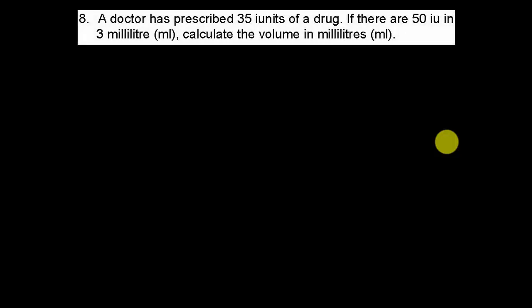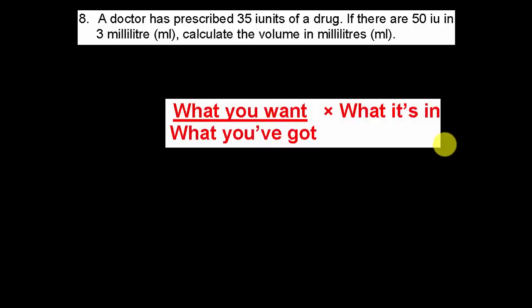Question 8. A doctor has prescribed 35 IU, otherwise known as international units, of a drug. If there are 50 international units in 3 milliliters, calculate the volume in milliliters. It may not be obvious, but this is a standard liquid dose question. We have a formula for this. What you want over what you've got times what it's in.